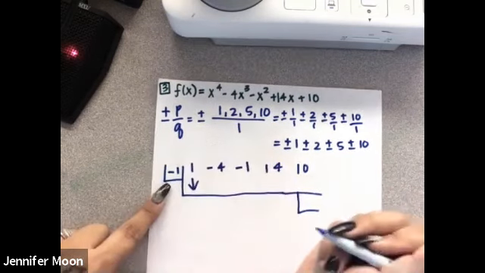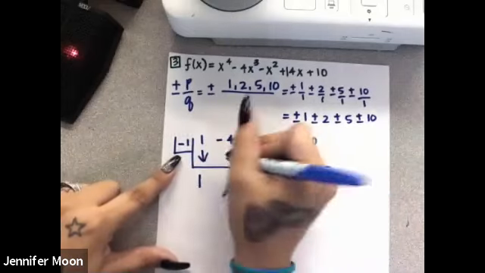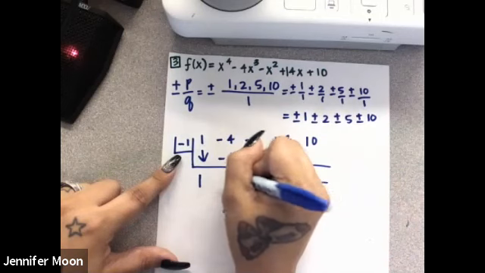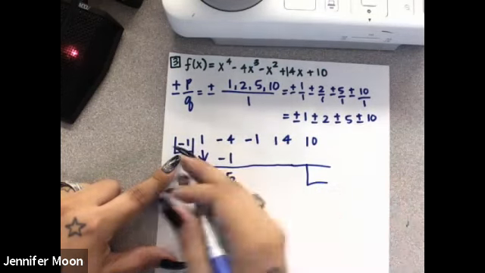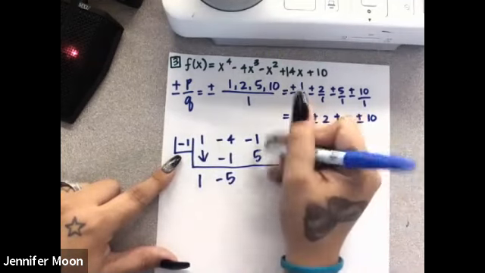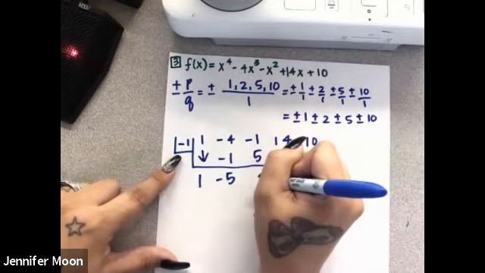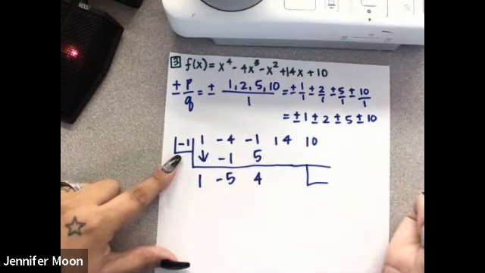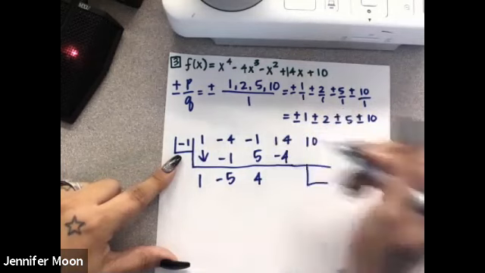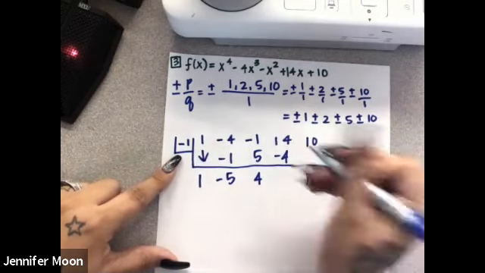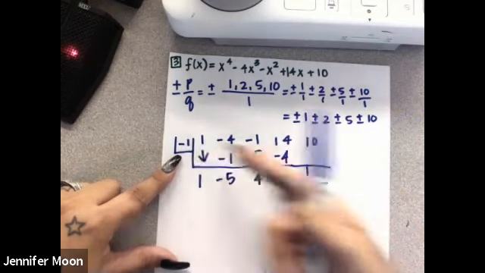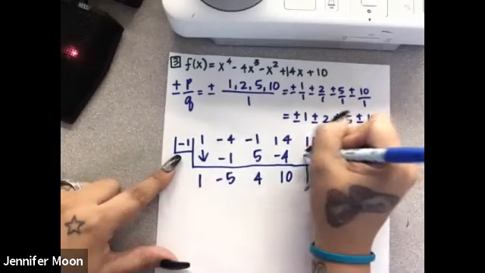Bring down. 1 times 1 is 1. Signs are different, so it's negative. Combine. Signs are the same, so you add and keep. 1 times 5 is 5. Signs are the same, so it's positive. Combine. Signs are different, so we subtract, keep the sign of the larger. Multiply. 1 times 4 is 4. Signs are different, so it's negative. Combine. Signs are different, so I subtract, keep the sign of the larger. Multiply. 1 times 10 is 10. Signs are different, so it's negative.